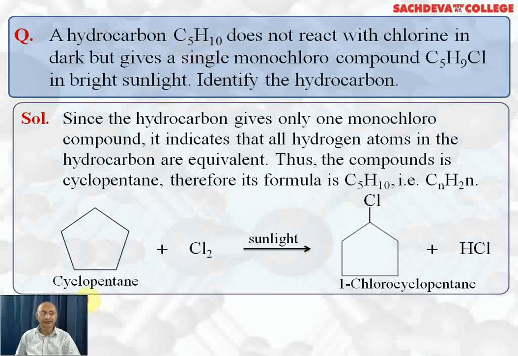So this compound is cyclopentane. Cyclopentane, when it reacts with chlorine, gives 1-chlorocyclopentane because all the carbon atoms are equivalent. Therefore, only one product is obtained, 1-chlorocyclopentane. Since the hydrocarbon gives only one monochloro compound, it indicates that all the hydrogen atoms in the hydrocarbon are equivalent. So the compound C5H10 is cyclopentane.